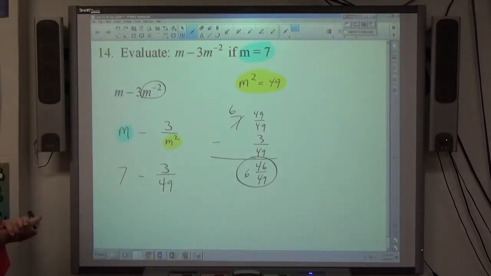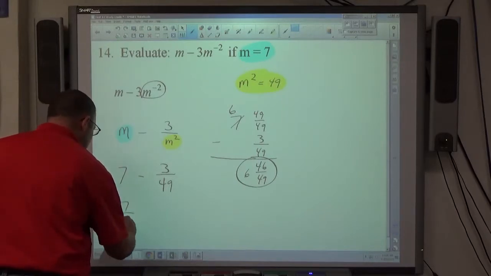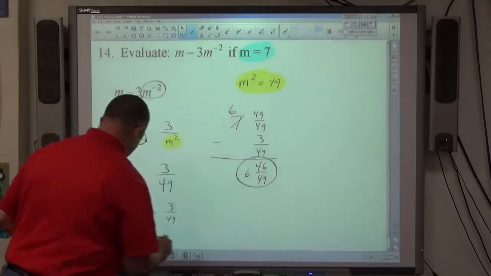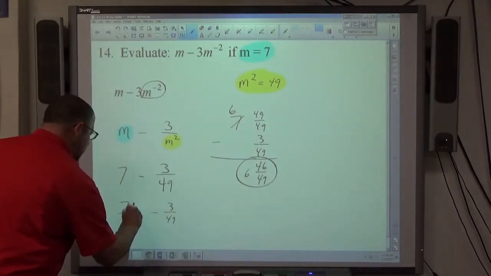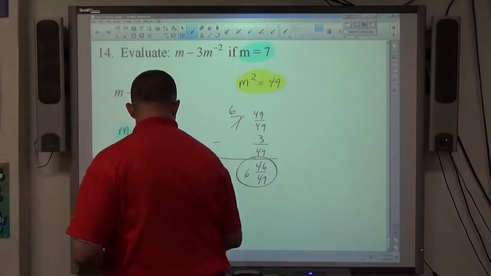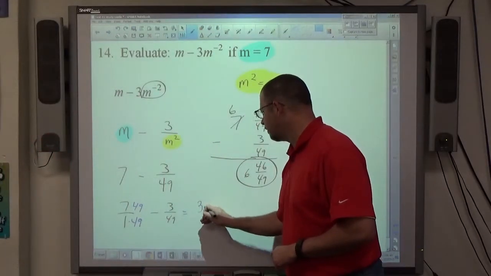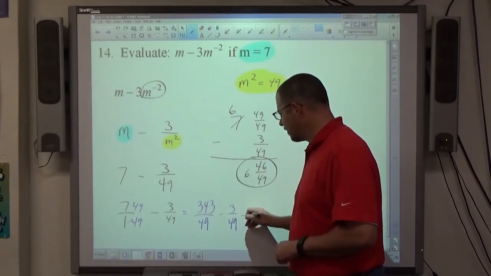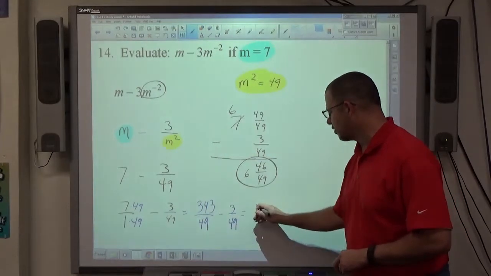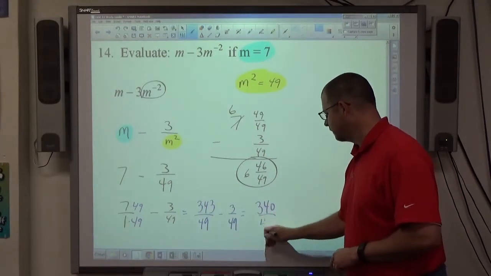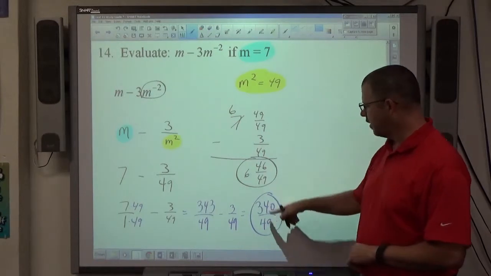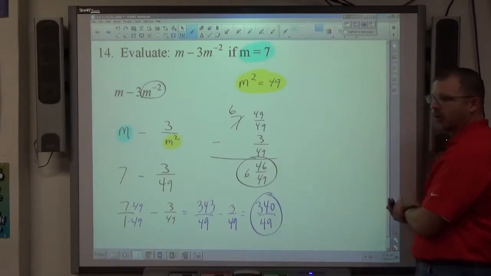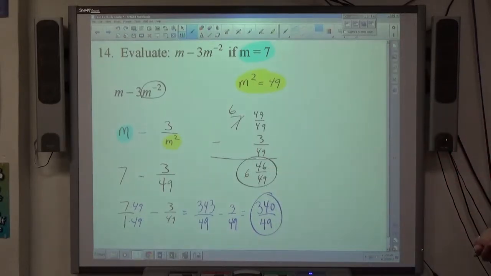If you're not as confident with your borrowing skills, the other option is this. 7 currently is over 1. That's being subtracted by 3/49. I want this to be something over 49, so I multiply top and bottom by 49. 7 times 49 on top is 343. And once I get them both with the denominator 49, 343 minus 3 is 340. Okay, both these answers are correct. I'll take either one. I personally do it the blue way down here. If you want to do it that way, though, you're welcome to do it. I'll figure out what the mixed number version is when I do my test.